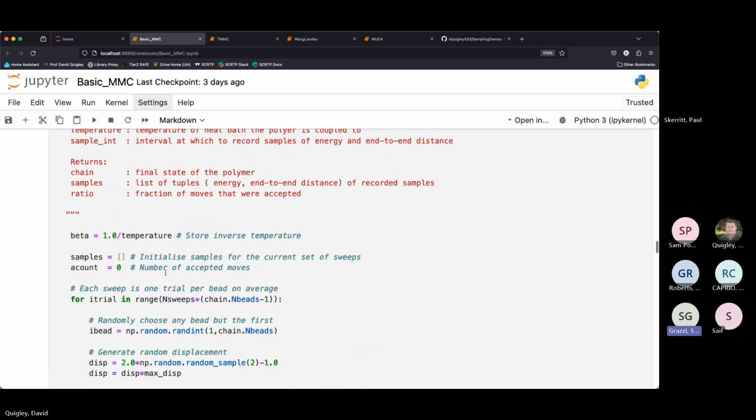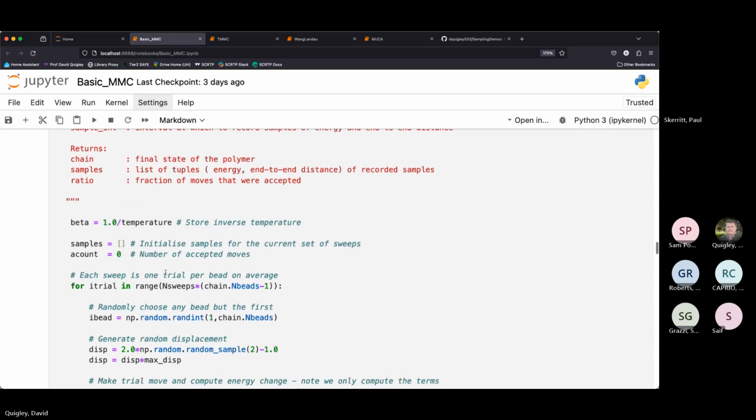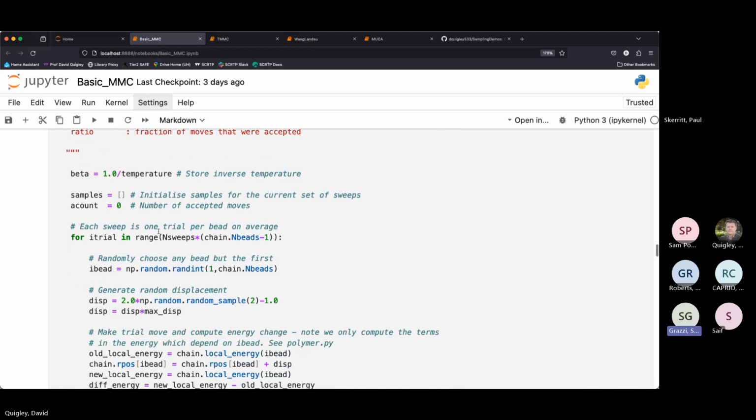A bit of lingo, just so that I don't say words that mean nothing. We tend to use the word sweep. A sweep is a number of trials that on average attempts to move every degree of freedom once. We tend to measure how many steps on our Markov chain we've done in sweeps, because it gives us a nice scale-independent way of measuring how much sampling we've done. If my chain gets longer, if I change the number of beads, but I keep the number of sweeps the same, then I'm doing correspondingly more Monte Carlo trials. So a sweep is essentially the number of trials per degree of freedom.